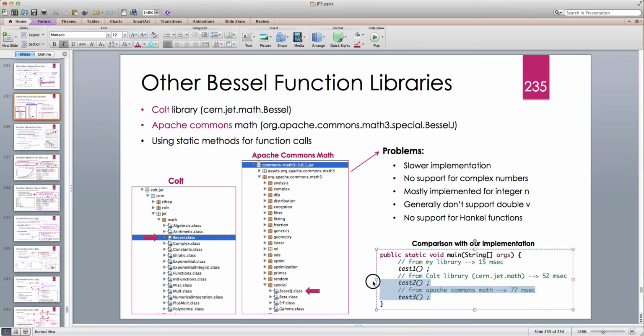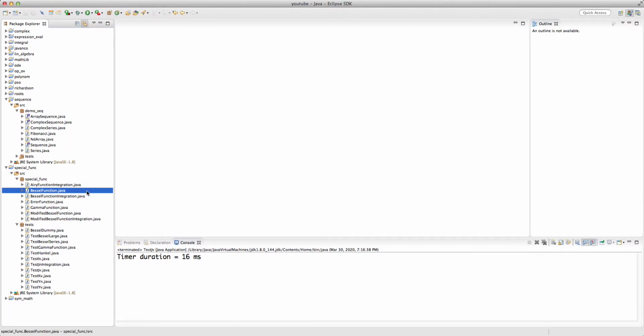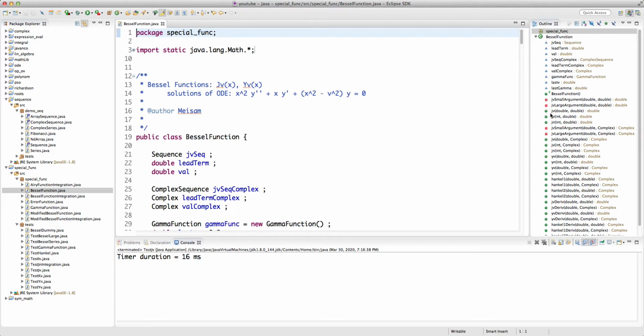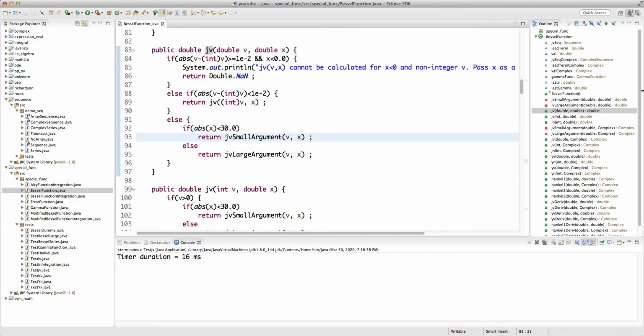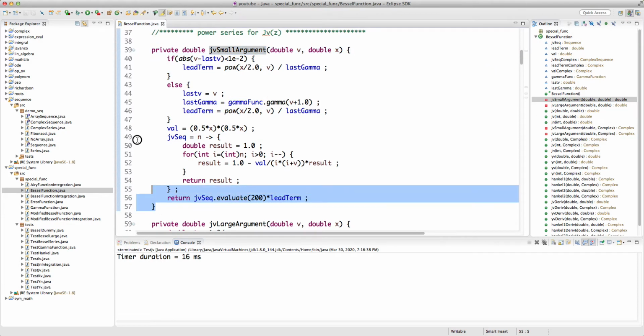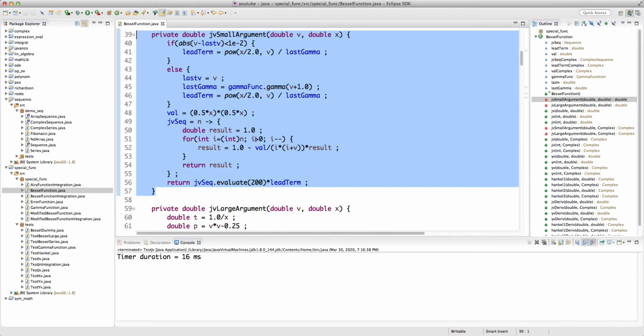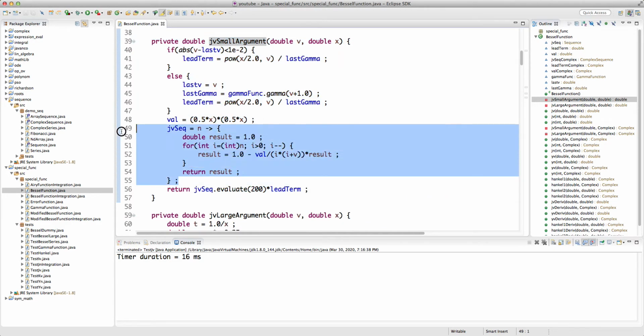And again, we are going to look at the source code for these two, and they are implemented in a very long way. They have hundreds of lines of code to implement one Bessel function. And in my implementation, if we go back and look at, for example, nu, we separately implemented the Bessel function for a small argument and a large argument, and each one takes about 10 lines of code. The reason is that I'm using the power of sequences, the way we implemented the sequences as a functional interface, and then we take advantage of the lambda notation.